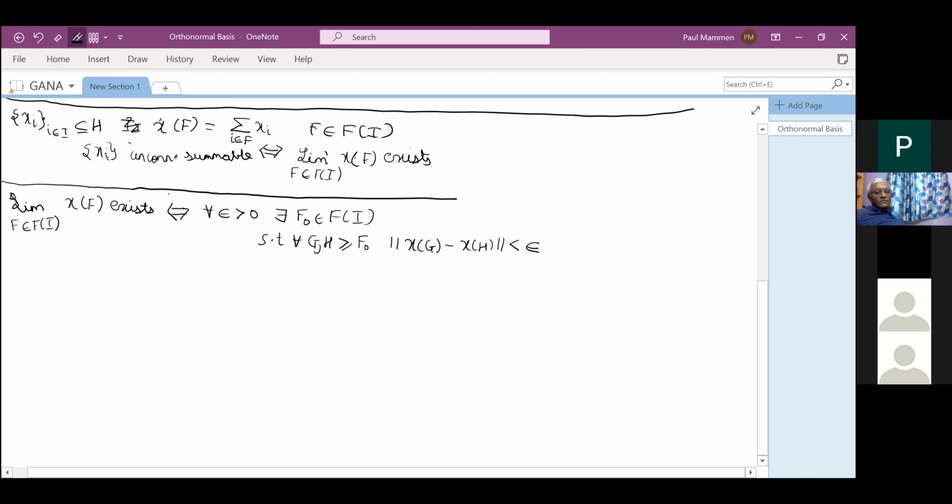Note that one direction, that if the limit exists, then we are going to have this condition just by the proof of the usual limit, where I'll take the F_0 such that, if x is the limit, then the norm of x_g minus x_h can be written as less than the norm of x minus x_g plus the norm of x minus x_h.